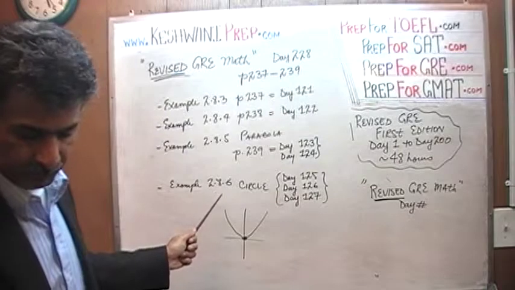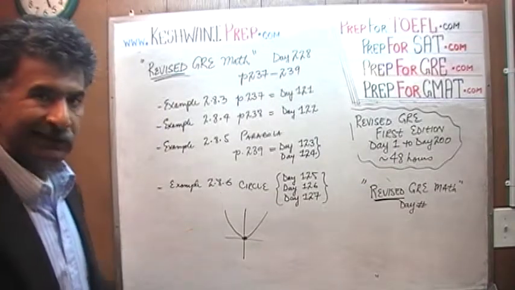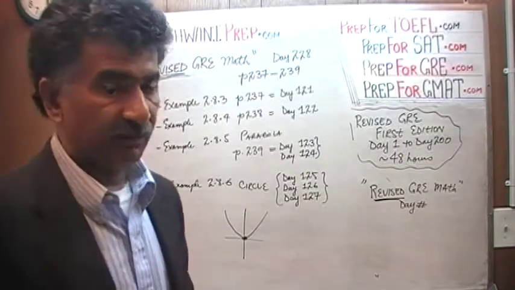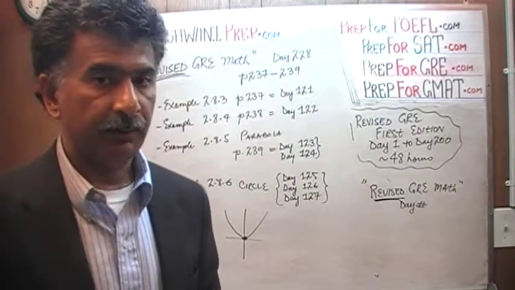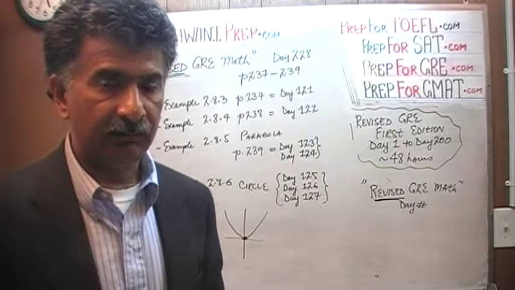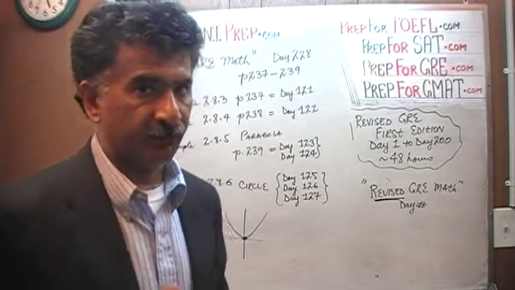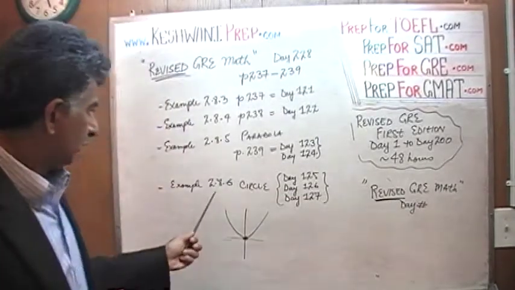And then at the bottom of the page, they introduce the equation of a circle, which also is something that did not exist in the old GRE. The geometry is more brutal in the revised GRE, and so is the statistics, as I told you.